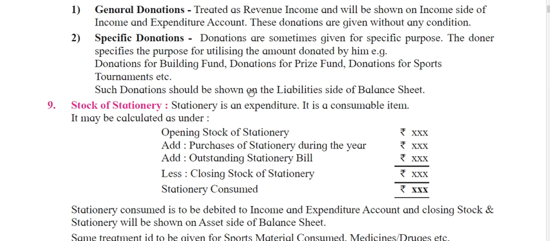Such donations should be shown on the liability side of the balance sheet. These specific donations, like building fund, prize fund, and sports and tournaments, are entered on the liability side of the balance sheet. And general donations are shown on the income side of the income and expenditure account.